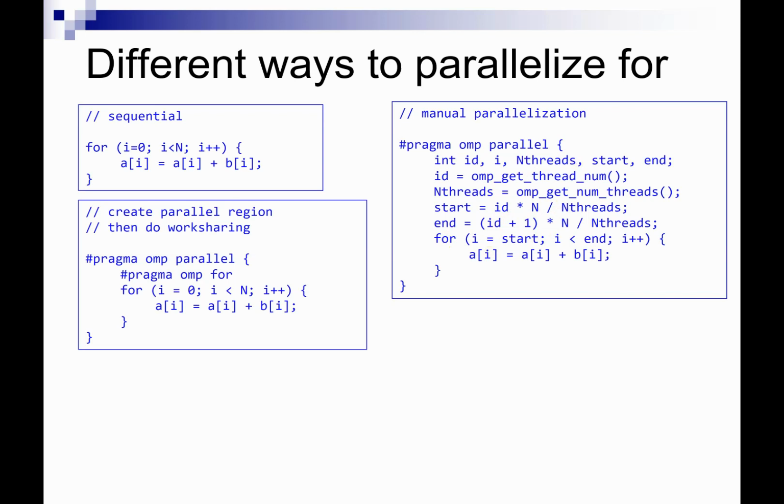Each of those threads is going to compute its own start and end indices. And then each thread is going to do this for loop over here, but different threads will have different start and end indices, and so that means that different threads will be doing different parts of this for loop. Okay, so that's the manual way to do a parallel for loop, and you don't want to use this. You definitely don't want to do this manually.